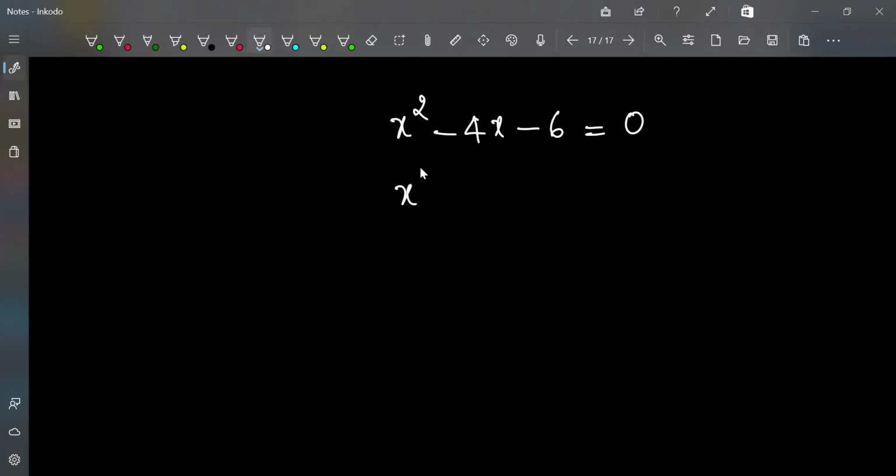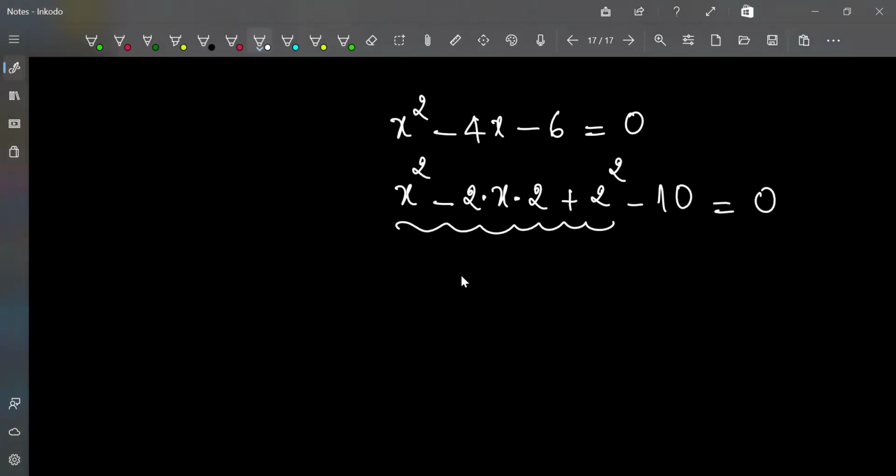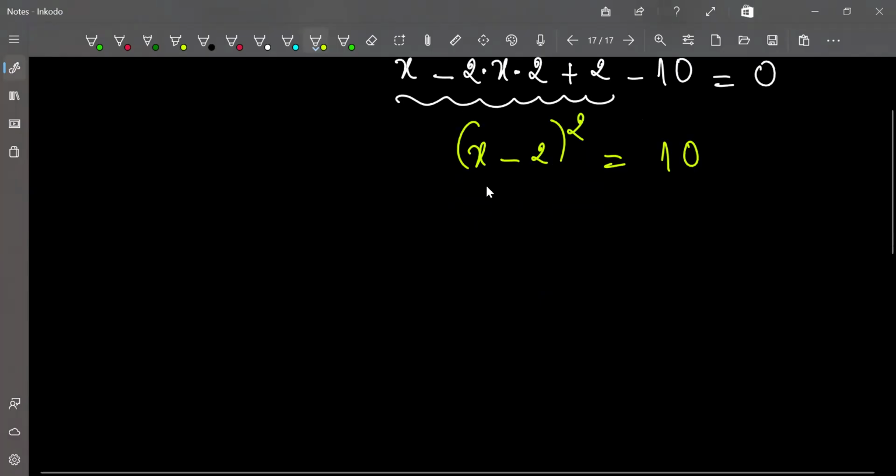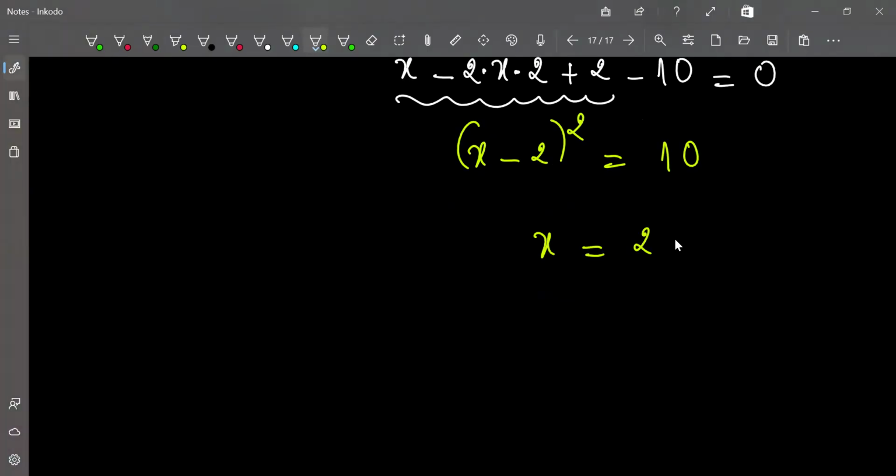So then I can write it as x squared minus 2 times x times 2 plus 2 squared minus 10, because 2 squared minus 10 is equal to negative 6, equal to 0. So for this expression, it's going to be (x minus 2) squared equal to 10. Okay, so then we can get x is equal to 2 plus or minus the square root of 10.